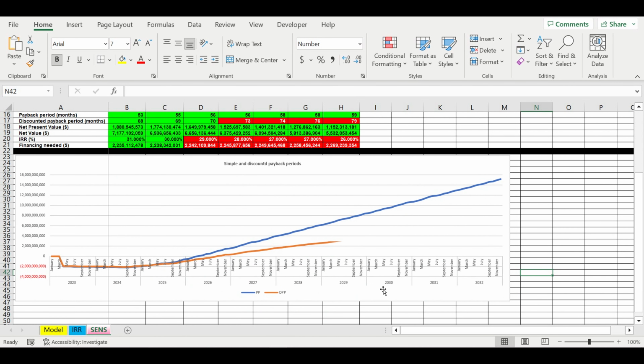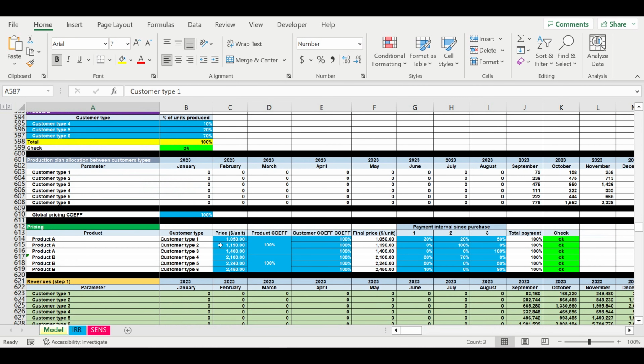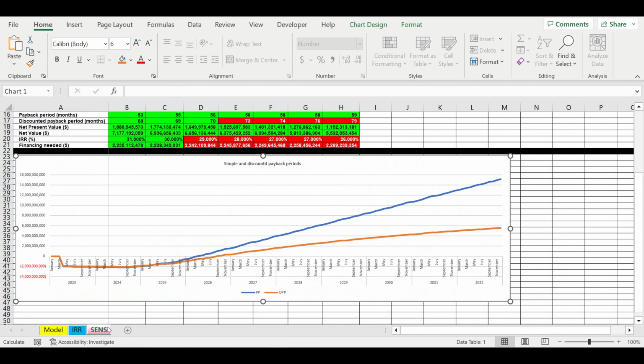So now we can go back and adjust the percent of units for each type of customer, and we can play globally with pricing. So for example, what will happen to our project if the prices decrease by 30%? We will take only 70% of these values. So just let's wait a little bit.